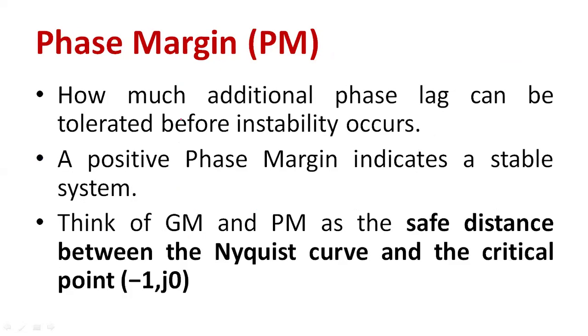Similarly, we have phase margin. How much additional phase lag can the system tolerate before it goes unstable? A positive phase margin will always indicate high stability. So think about the gain margin and phase margin. That will be estimated from the safe distance between the Nyquist curve and the critical point. That is a concept, so we do not determine it directly from the graph. After the graph, we'll check with the critical point, that is minus 1 plus 0j. From that, you are going to determine the gain margin as well as the phase margin.